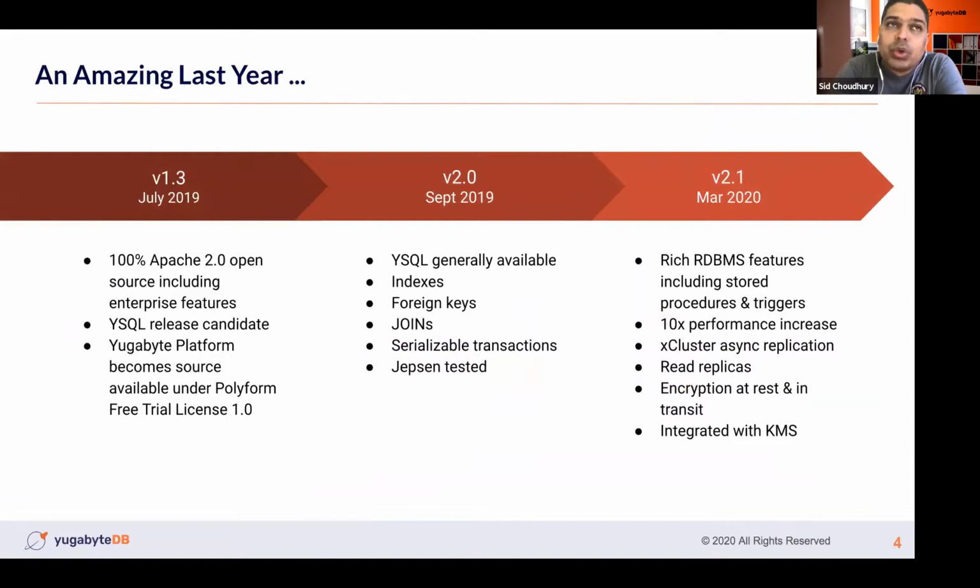Before I dive into 2.2, I just wanted to give you a window into what the last year looked like. Again, we have been heads down, bringing the database to you with all the feature richness that's listed here. Let me start exactly 1 year back when we had our v1.3 release.